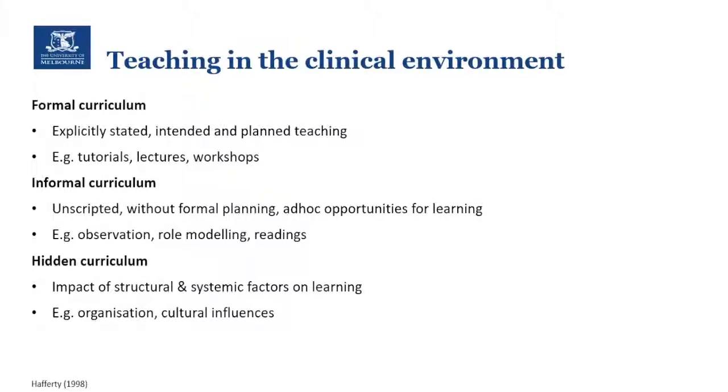Then there's also the informal curriculum. Often this is unscripted, without formal planning, those ad hoc on the fly opportunities for teaching and learning. This can be things like observation or role modelling or suggested readings. And then finally, there's the hidden curriculum, which is the least controllable aspect of them all, which is the impact of structural, systemic, cultural factors on the teaching and learning. And often these are things, as the name suggests, that we can't necessarily see, but influence learning outcomes significantly in the clinical environment and also in the academic environment.